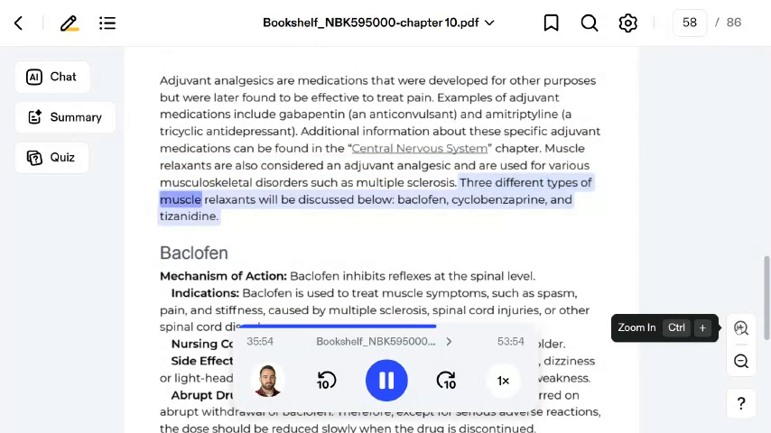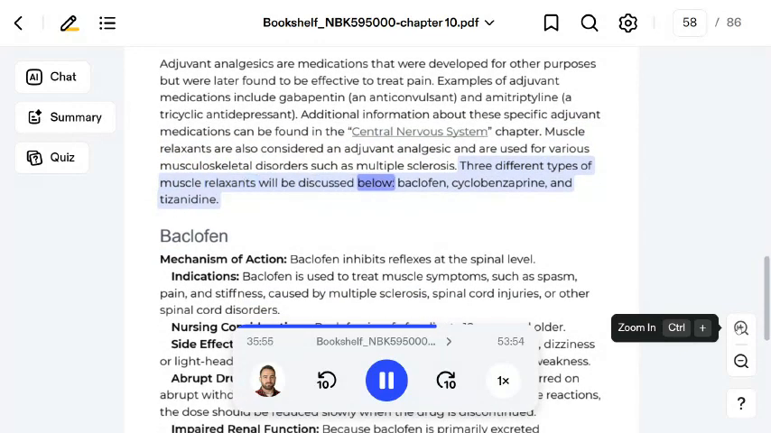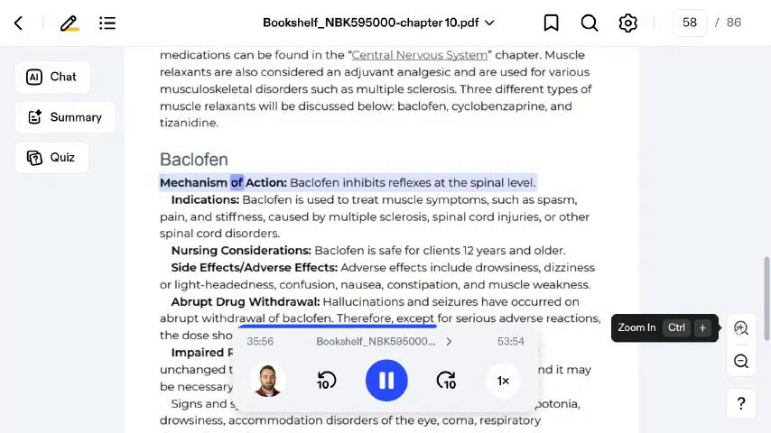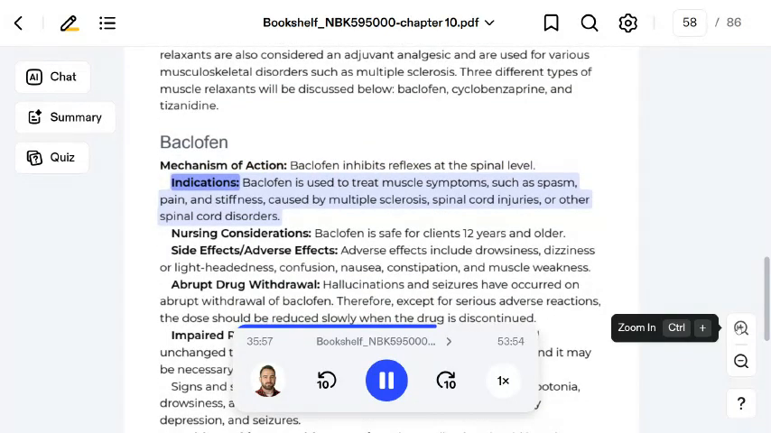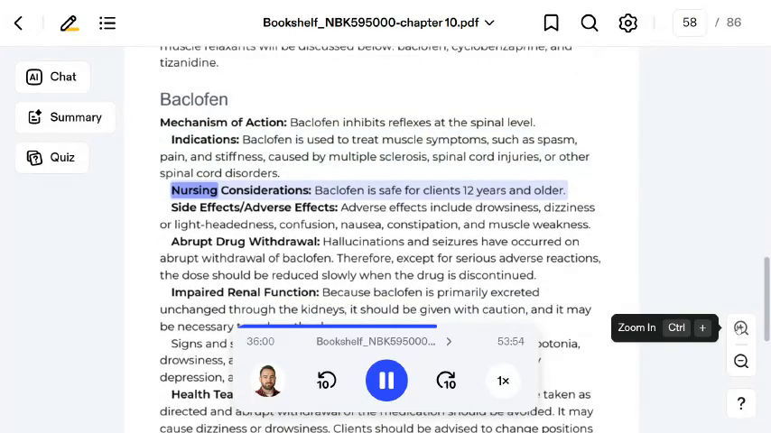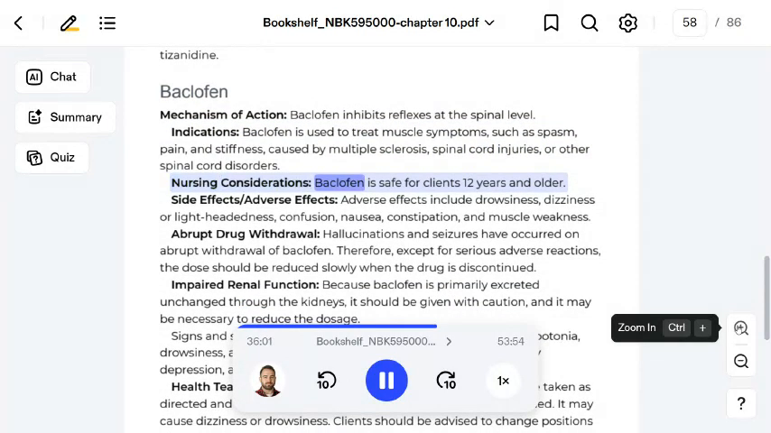Three different types of muscle relaxants will be discussed below: baclofen, cyclobenzaprine, and tizanidine. Baclofen. Mechanism of action: baclofen inhibits reflexes at the spinal level. Indications: baclofen is used to treat muscle symptoms, such as spasm, pain, and stiffness, caused by multiple sclerosis, spinal cord injuries, or other spinal cord disorders. Nursing considerations: baclofen is safe for clients 12 years and older.